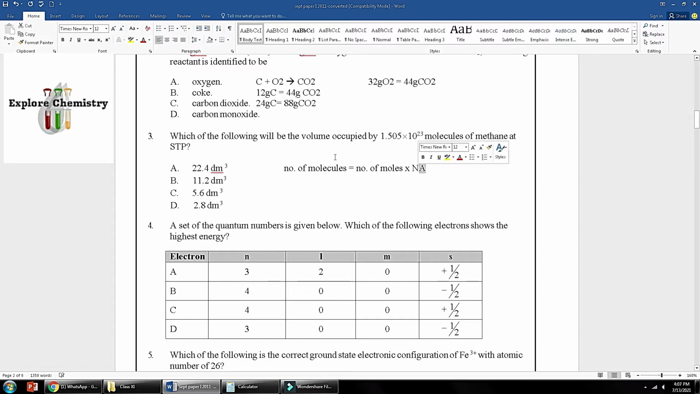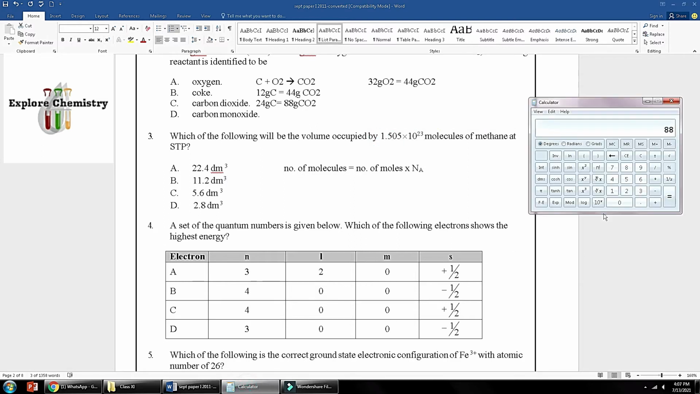This symbol is of Avogadro's number, Na. So you have the number of molecules, you need to find the number of moles. Just divide this number of molecules by Avogadro's number, so you will get 1.505 × 10^23 divided by Avogadro's number, 6.02 × 10^23. Your answer is 0.25.